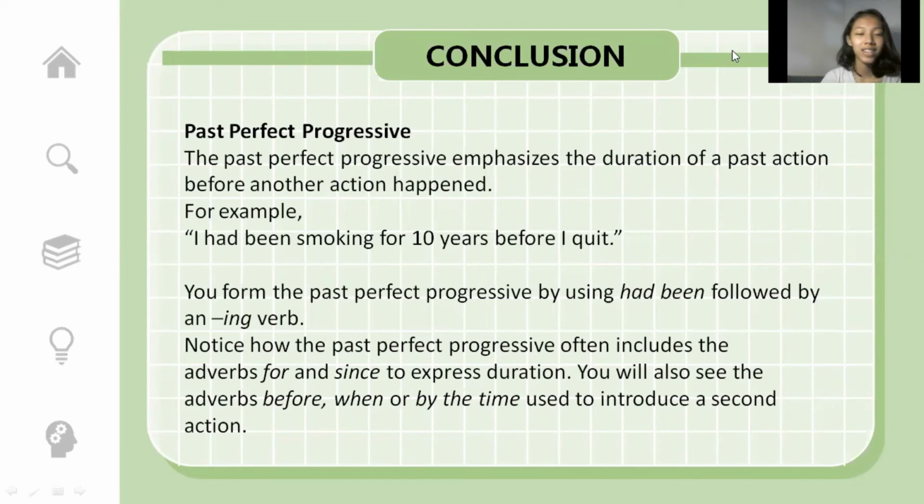So here we go. The past perfect progressive emphasizes the duration of a past action before another action happened. For example, I had been smoking for 10 years before I quit. You form the past perfect progressive by using had been followed by an ing verb. Notice how the past perfect progressive often includes the adverbs for and since to express duration. You will also see the adverbs before, when, or by the time used to introduce a second action. So that's all. Thank you.